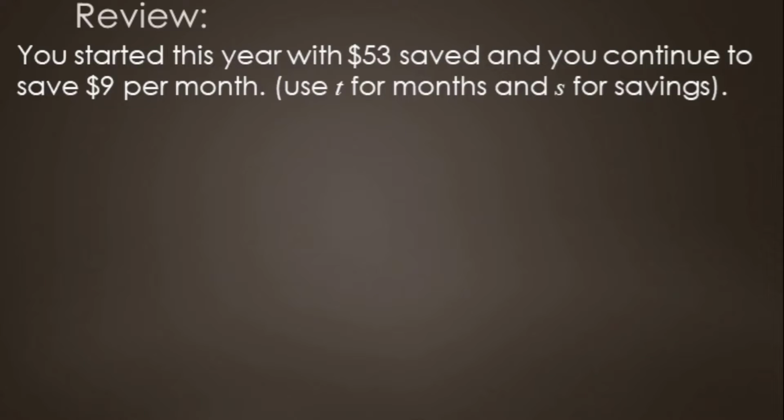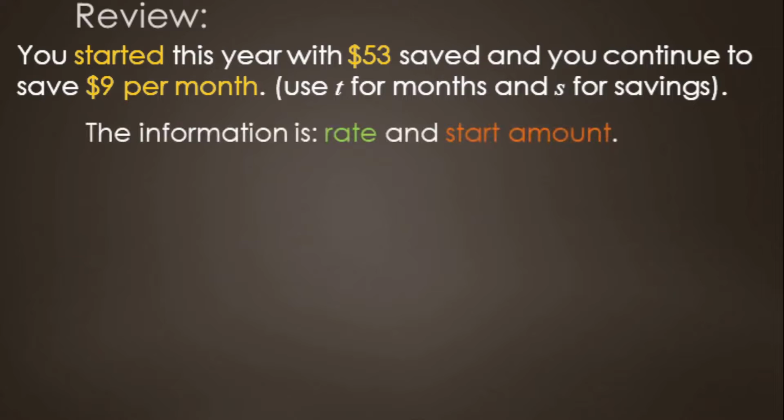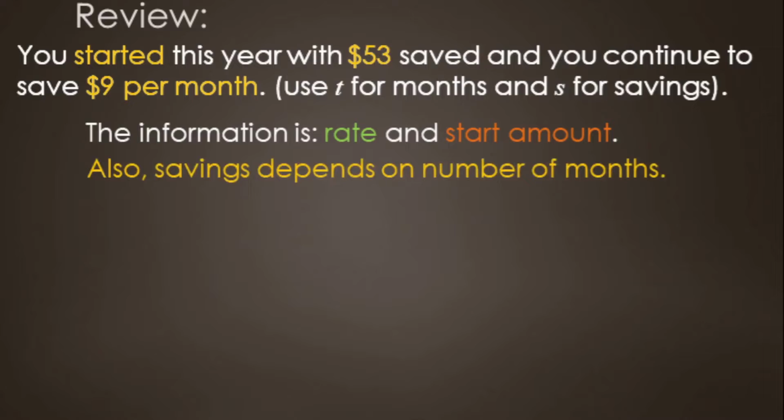So just to review here, let's pretend you started this year with $53 saved and you continue to save $9 per month. Use T for the months and S for the savings. Now in this case here, the information we have is a rate, $9 per month, and a start amount, the $53 that you started with. So we have a rate and a start amount. That means that we are going to be using slope-intercept form. A rate goes there and the start amount goes there.